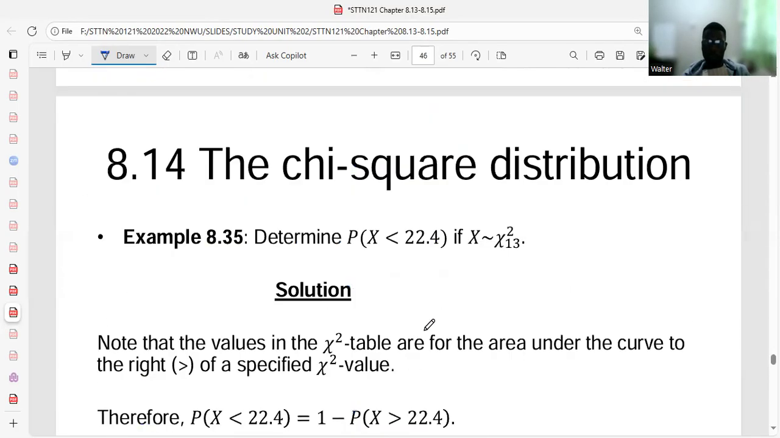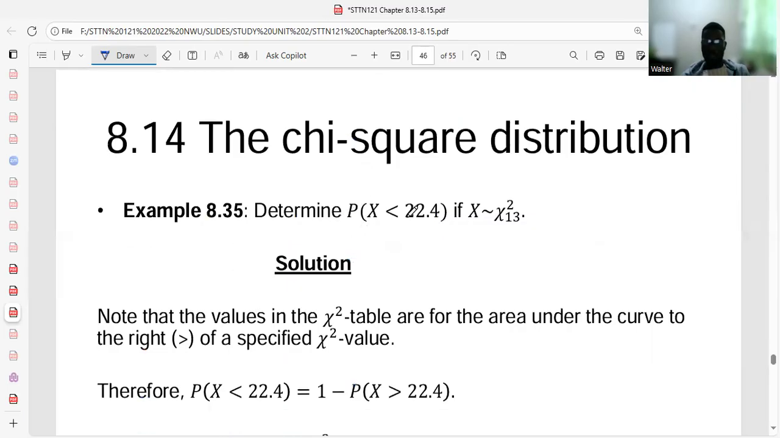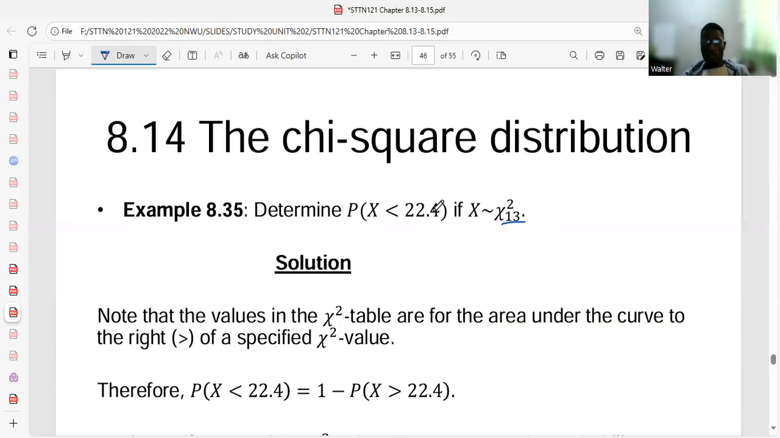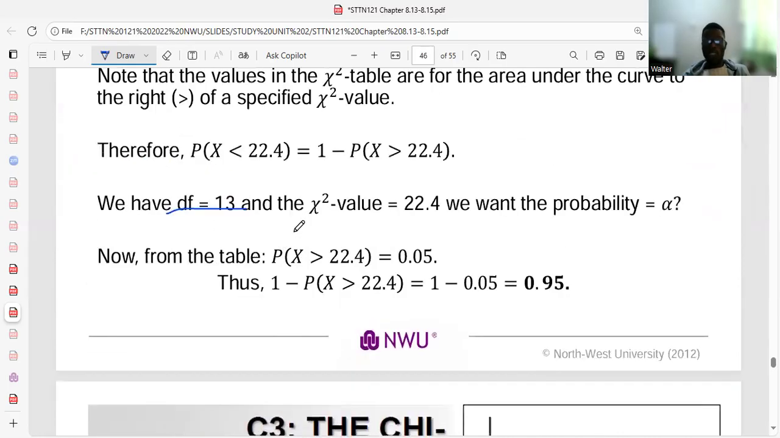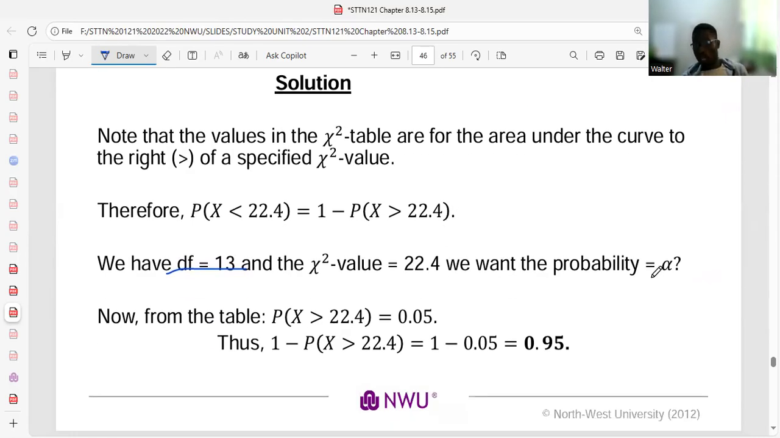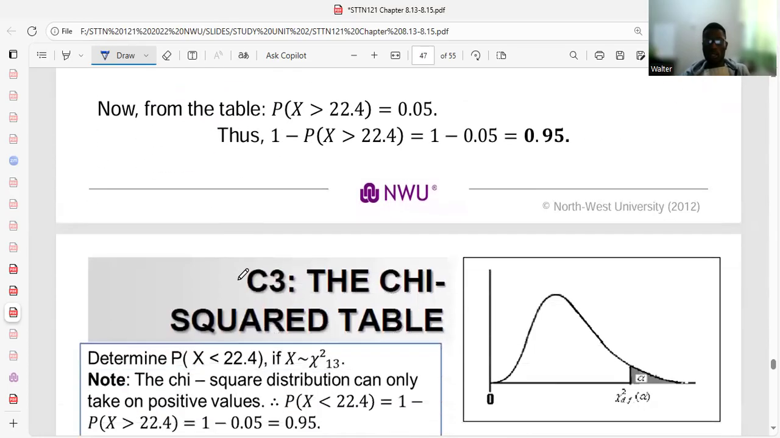And this one here, they say determine the probability of less than 22.4 if x squared 13. What is this 13? 13 is the degrees of freedom. Let me show you something. The degrees of freedom is 13. Now, the value that we're given was 22.4. So you want to say, because it's greater than, 1 minus the probability that x is greater than 22.4. The question is, do you know this alpha? You don't know the alpha. So therefore, you're going to check under 13. What's the table?